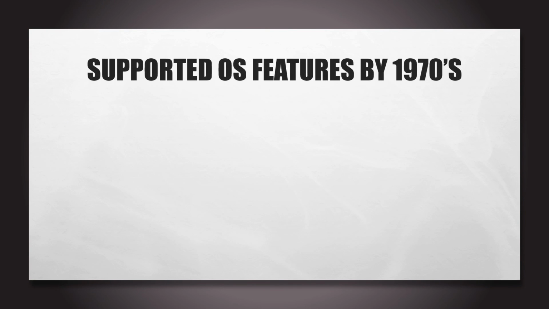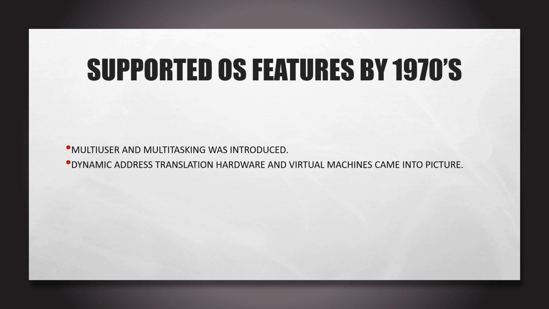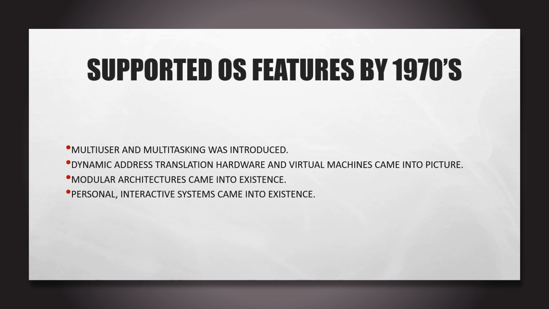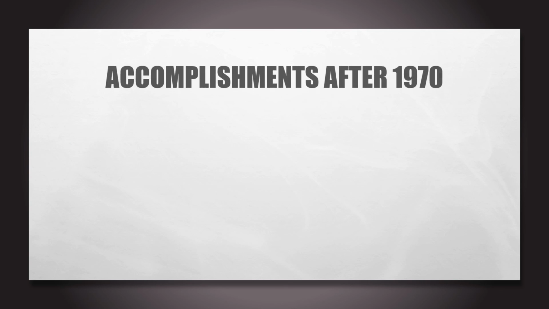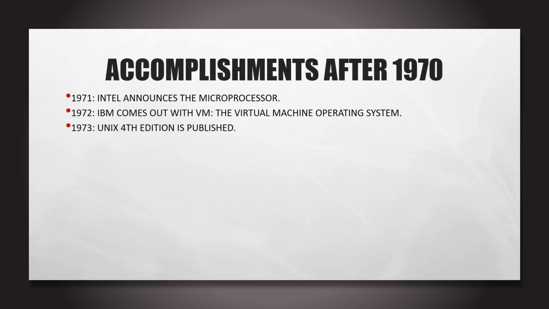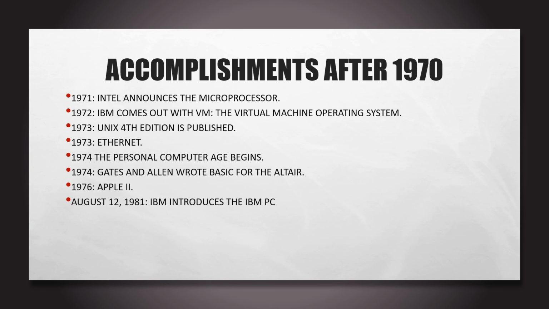And these are the supported OS features of the 1970s. Exactly, there's a 4. Number 1, multi-user and multitasking was introduced. Number 2, dynamic address translation hardware, and virtual machines came into the picture. Modular architecture came into existence. Personal interactive systems came into existence. And the last, the accomplishments after 1970. As you can see, there were 18 accomplishments made in 1970.